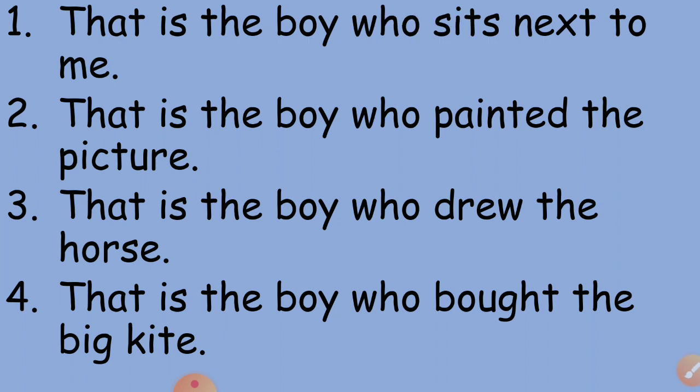That is the boy who sits next to me. First sentence. Then second, that is the boy who painted the picture. Third sentence, that is the boy who drew the horse. Fourth, that is the boy who bought the big kite. Done?